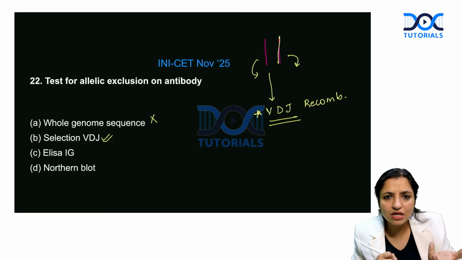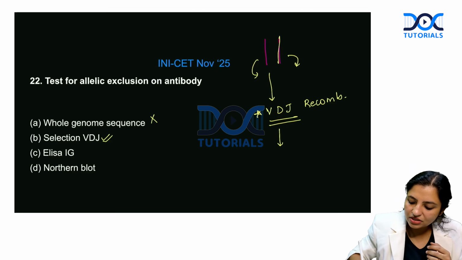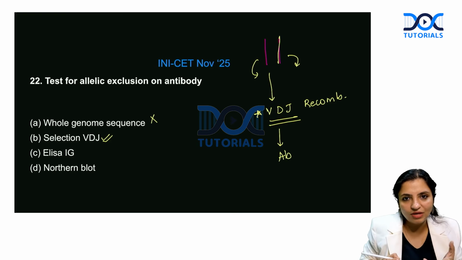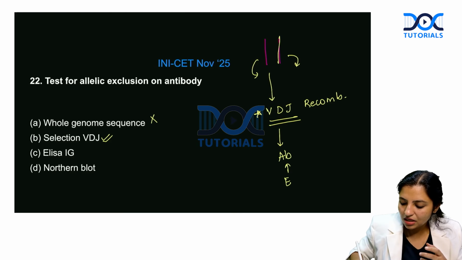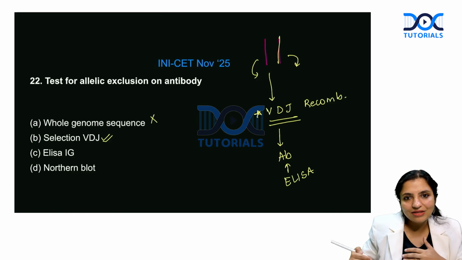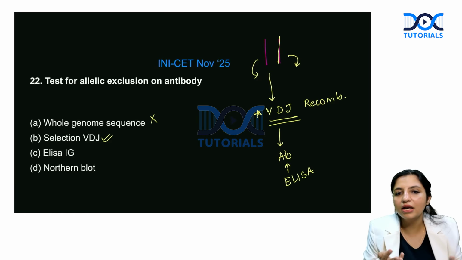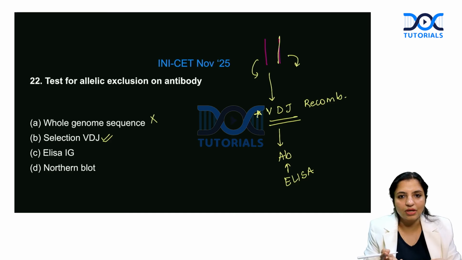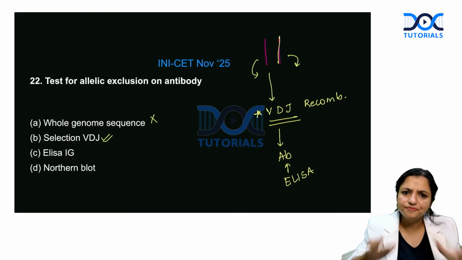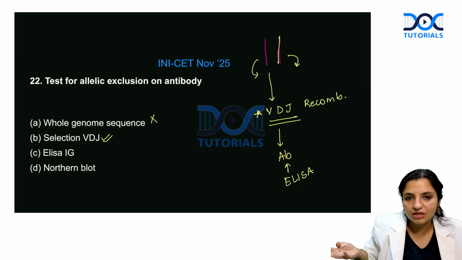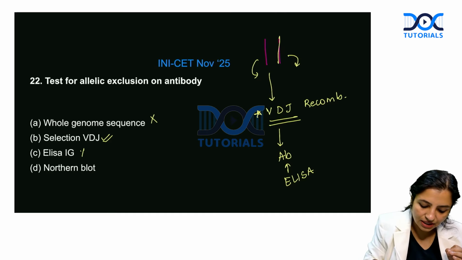Why not ELISA? See, ELISA will work after this. Now this recombination will form antibodies which you will identify by ELISA. So how will you know whether this antibody is from father or mother? You can't identify that. There is some antibody which is coming, so it is IgD, IgM, IgA. You don't know from which parent it is coming. You can't identify this with ELISA.